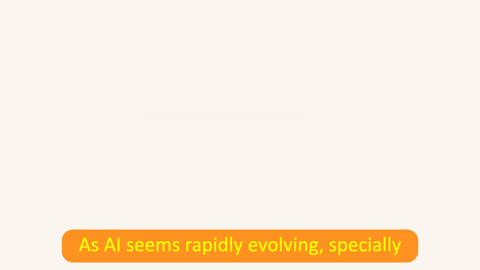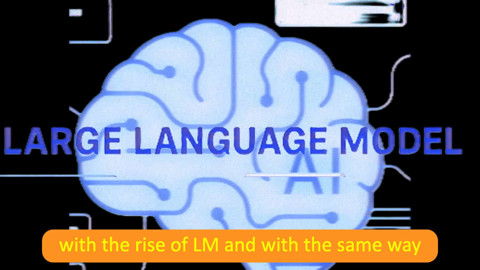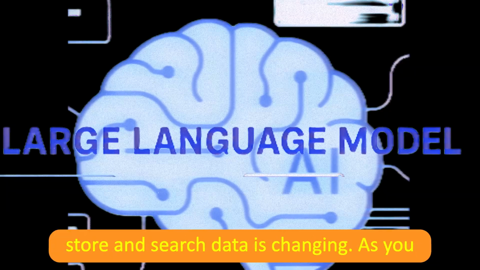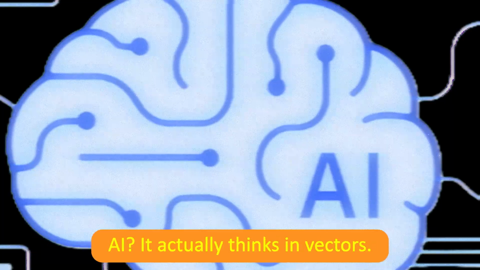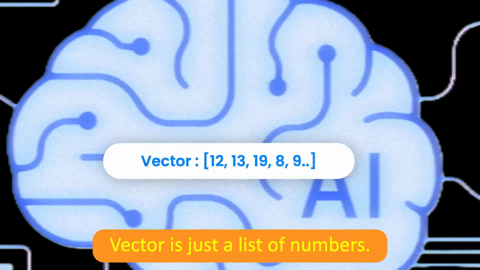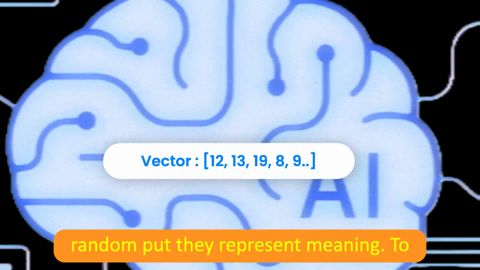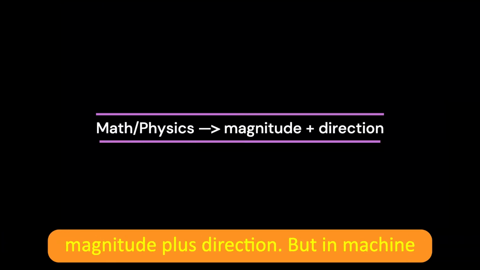As AI is rapidly evolving, especially with the rise of LLMs, the way we store and search data is changing. As you know, traditional databases store data in rows and columns. But what about modern AI? It actually thinks in vectors. A vector is just a list of numbers, but these numbers aren't random. They represent meaning. To clarify, in maths or physics terms, it is magnitude plus direction.